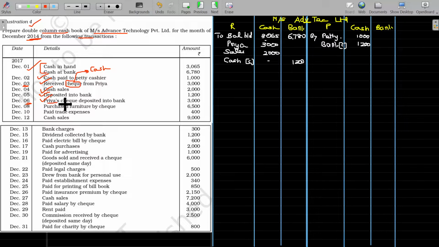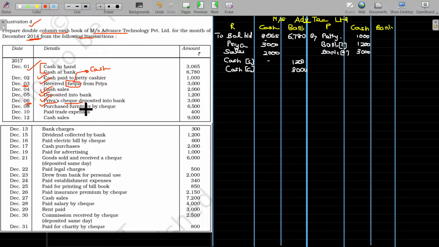On 6th December, Priya's check deposited into the bank. It will now come in the bank account, 3000 rupees as the receipt, and in the cash it's a payment. So under cash it is bank, under bank it is cash. Again contra. Hope you now understand why we use the C here. In the previous illustration number 3, I explained the reason for contra and how to apply the ledger folio and all.